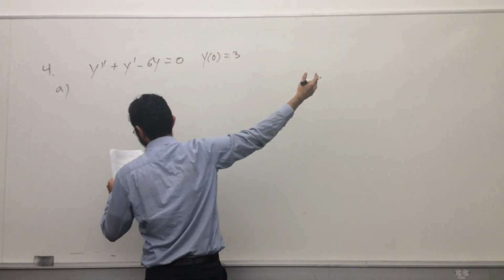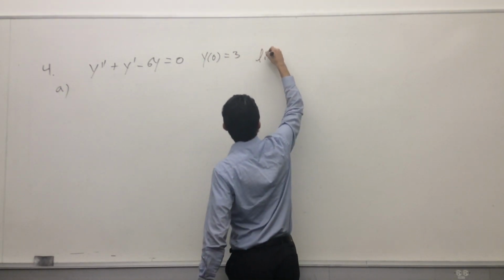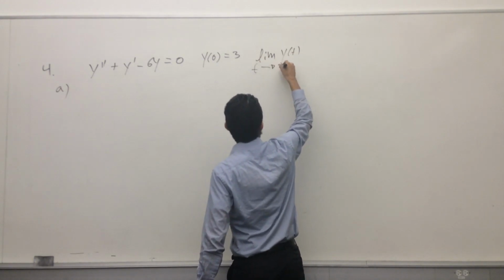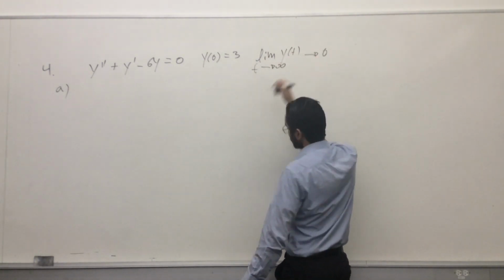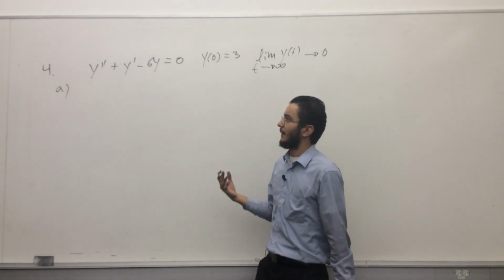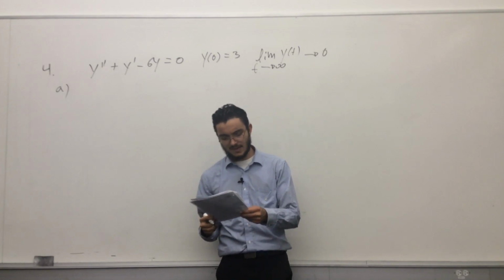And of course, we have that the limit of the function y of t as t goes to infinity approaches 0. So 2 important conditions, which is reasonable because we're going to have 2 different solutions to this problem, right? If you can spot it already.